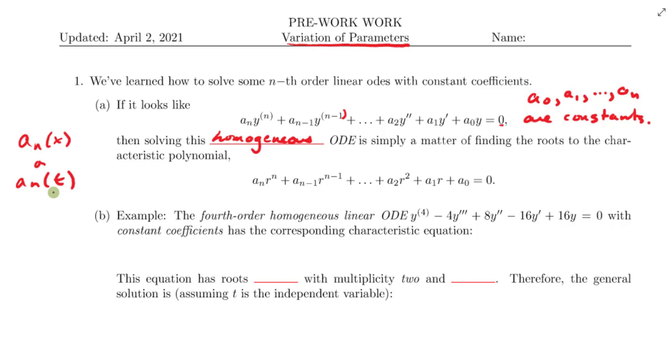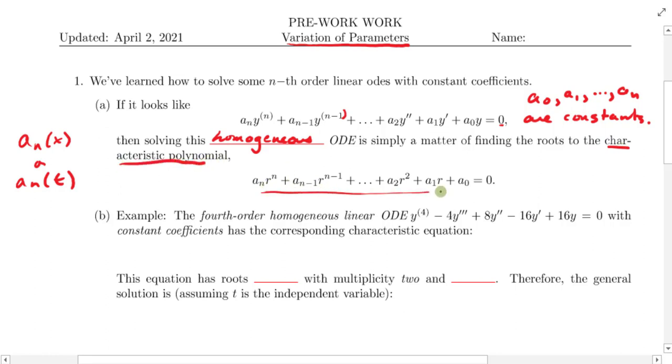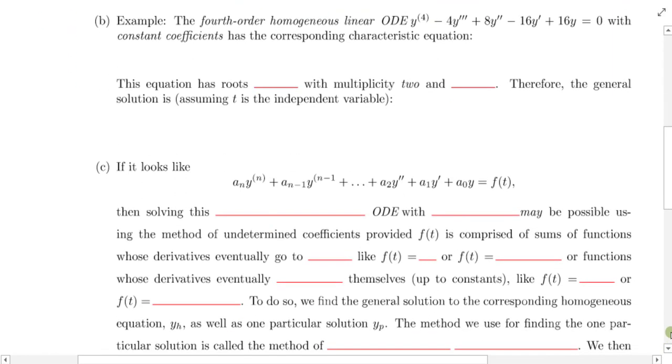So when you're trying to solve such a homogeneous ODE with constant coefficients, you simply give the corresponding characteristic polynomial, which I've done here. So here's the characteristic polynomial, and then we find the roots of them, and then we give our solutions accordingly. So let me give you this example here. Here we've got a fourth order homogeneous ODE, fairly complicated looking, with constant coefficients. So the corresponding characteristic equation would simply be r to the fourth minus 4r cubed plus 8r squared minus 16r plus 16 equals 0.